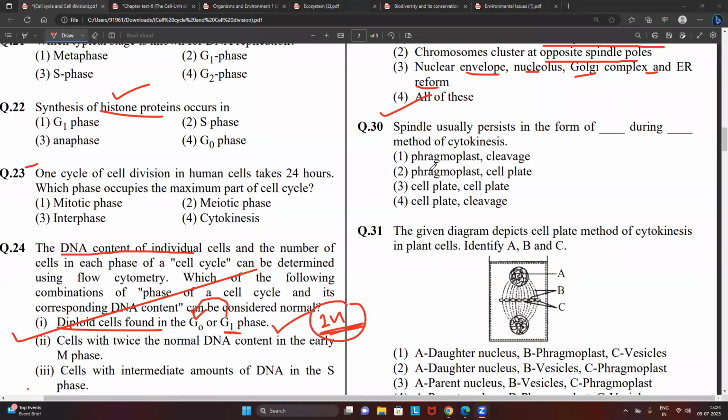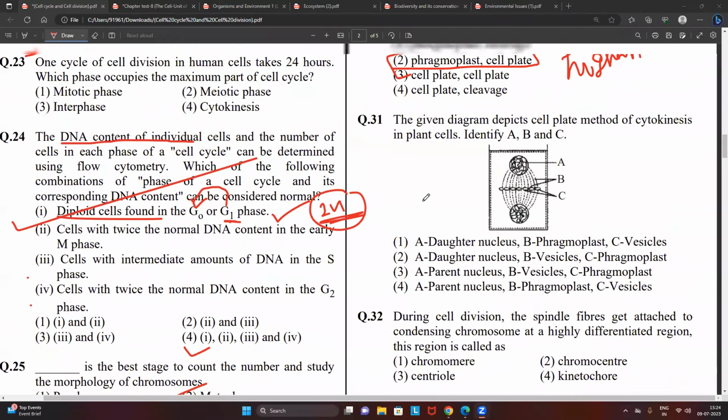Since they have given the phragmoplast, undoubtedly they are talking about the higher plants only. Correct, na? In the higher plants only, the phragmoplast is nothing but what? A modified cell plate which is coming from the Golgi pieces. The answer will be 2. No need to get confused with that.